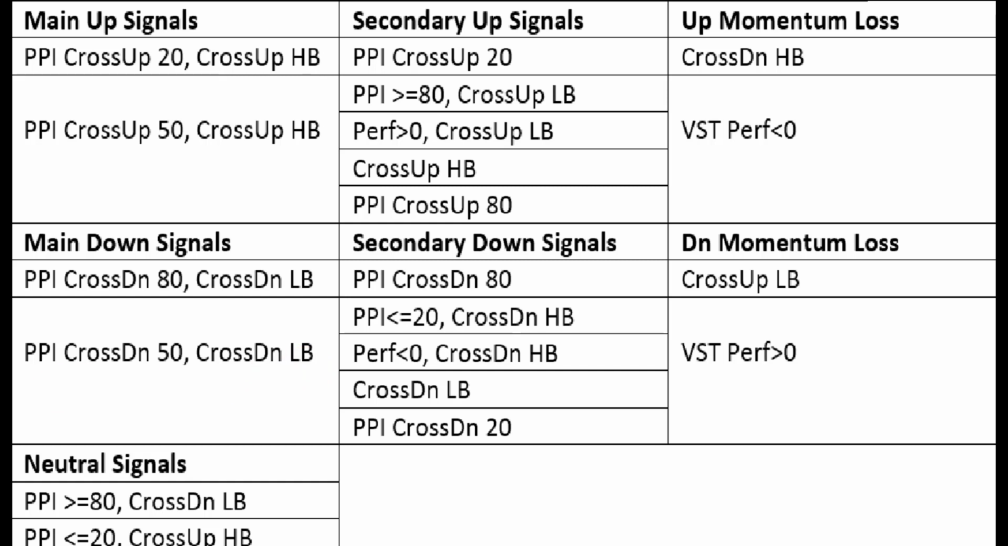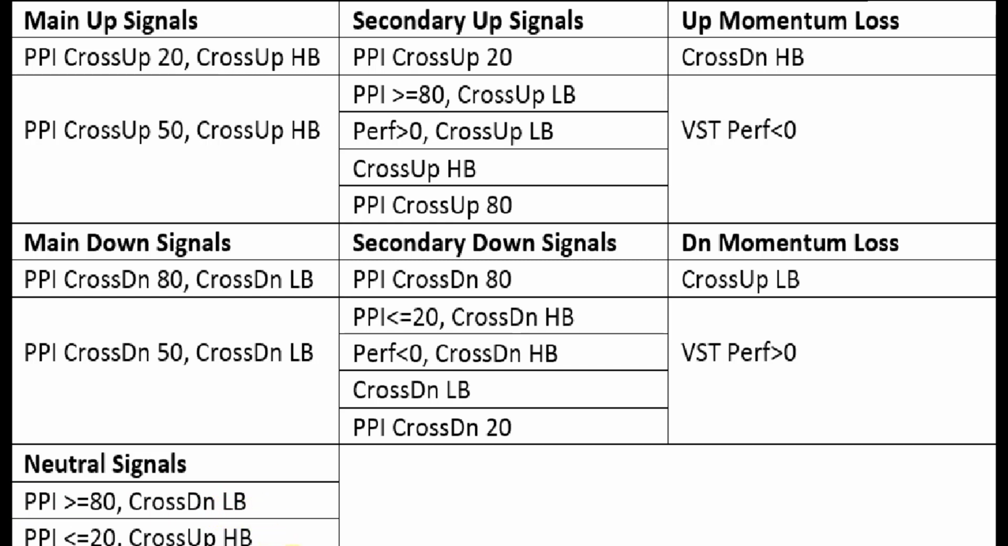A neutral signal is produced when the price position indicator is below 20 and the asset's price crosses above the higher line of the high-low band. A neutral signal is also produced when the price position indicator is above 80 and the asset's price crosses below the lower line of the high-low band.